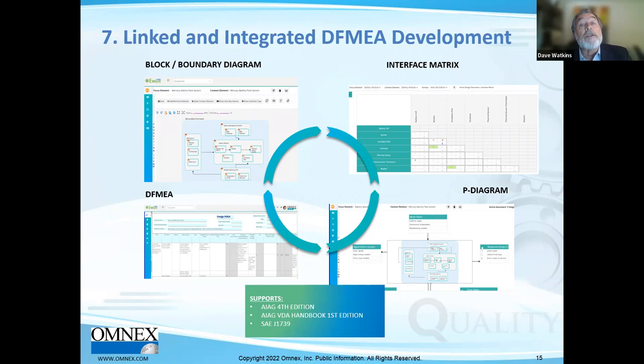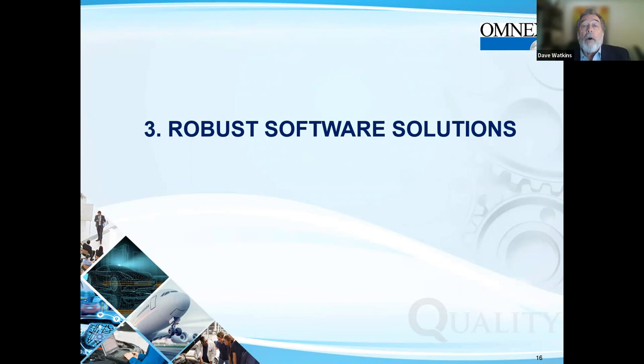So that the team doing the DFMEA, having gone through these other elements of the process, have much more robust information about functions and requirements when they get into the DFMEA and the detailed design and verification and validation testing, both in the design and development process and then in the verification and validation of production product. We get to PPAP. So that's a teaser for what's needed in a robust software solution.